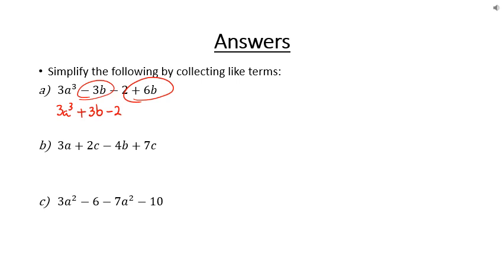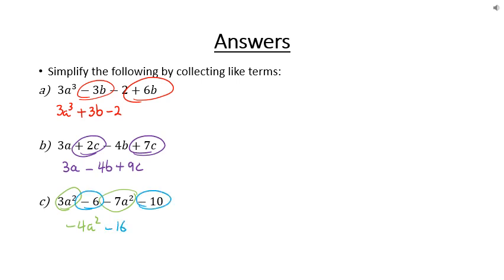Our next question, we had the like terms of 2c and 7c. So this gives us 3a take 4b plus 9c. And in our last expression, we had a couple of like terms here. We've got 3a squared and minus 7a squared, which gives us an overall value of minus 4a squared. And then we had minus 6 and minus 10 gives us minus 16. So overall, we would have had minus 4a squared minus 16.